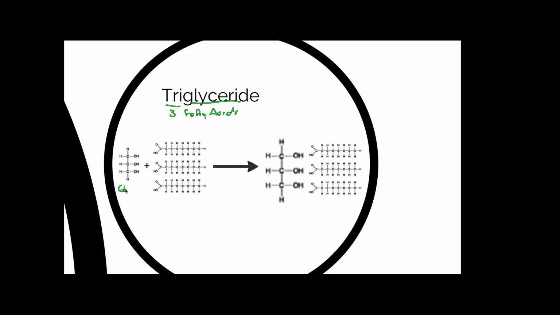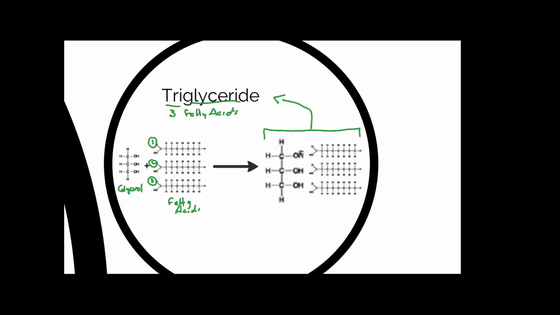Okay, so this is our glycerol, and these are our fatty acids. And so we got 1, 2, 3. And then we're going to construct our triglyceride. Now, the way that we're going to build our triglyceride is the exact same way we link the sugars together.